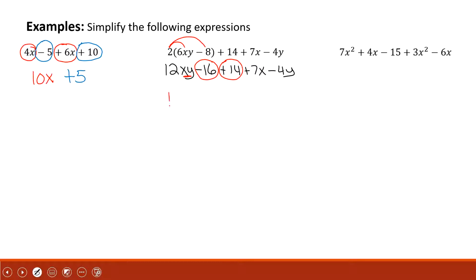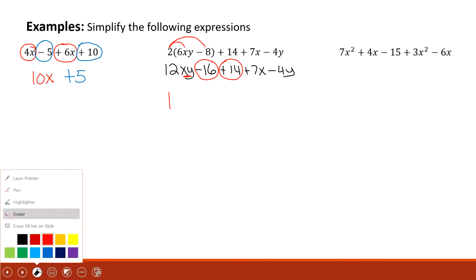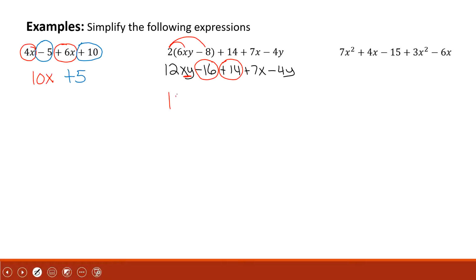So what I'll have is 12, whoops, again, we're trying to make a concerted effort to do loopy 2's. 12xy is my first term.